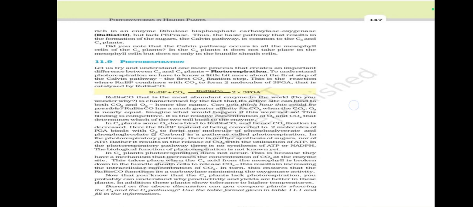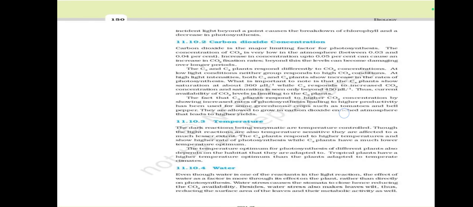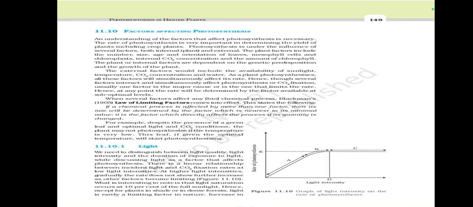Factors affecting photosynthesis. An understanding of the factors that affect photosynthesis is necessary. The rate of photosynthesis is very important in determining the yield of plants, including crop plants. Photosynthesis is under the influence of several factors, both internal plant factors and external. The plant factors include the number, size, age and orientation of leaves, mesophyll cells and chloroplasts, internal CO2 concentration and the amount of chlorophyll. The plant or internal factors are dependent on the genetic predisposition and the growth of the plant.